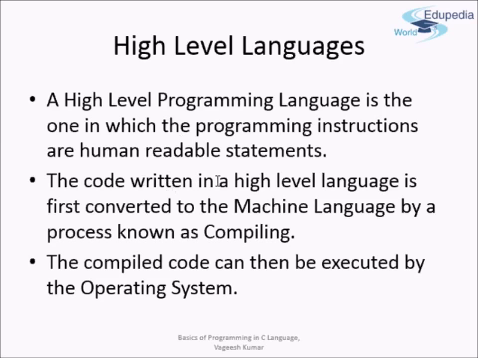The code written in a high-level language is first converted into machine language by a process known as compiling. Internally, when you write code in a high-level language, you use software known as a compiler, which reads that source code. The code you have written in a high-level language is known as source code. The compiler converts it into an object file, which is the machine language code the computer understands, and that is executed on your operating system. So the compiled code can then be executed by the operating system.